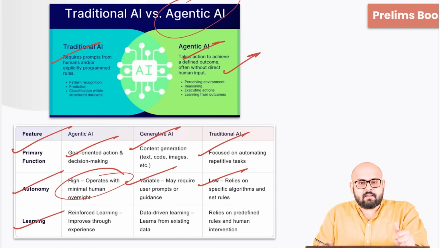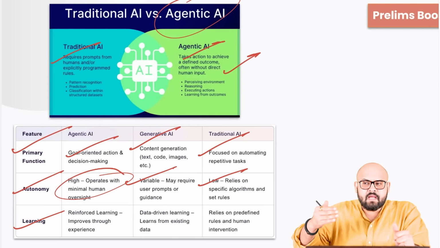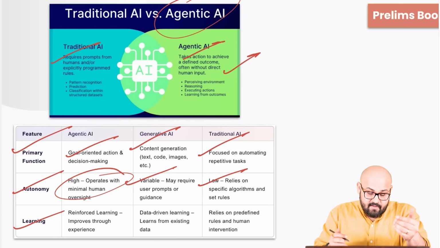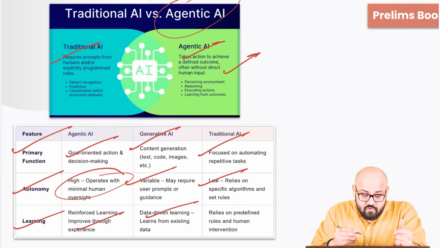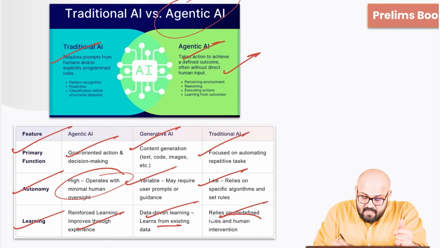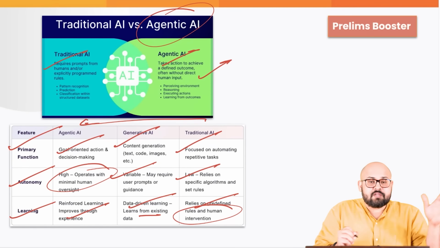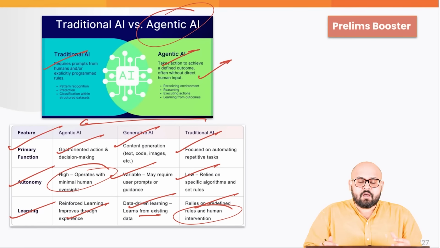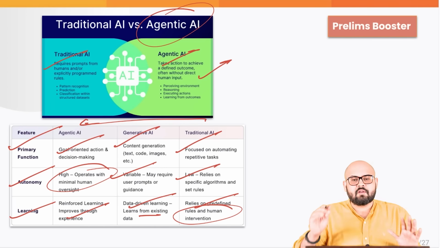Learning: reinforced learning. On the basis of the advice it gives you and the study it does, it would reinforce itself, and therefore it would become more capable of giving you advice. It improves through experience, data-driven learning. When we talk about generative AI, it learns from existing data. Traditional AI relies on predefined rules and human interventions. So as we go from traditional to generative to agentic, the intensification of the technology and the autonomy with which the system is working enhances. That is what you'll have to understand.